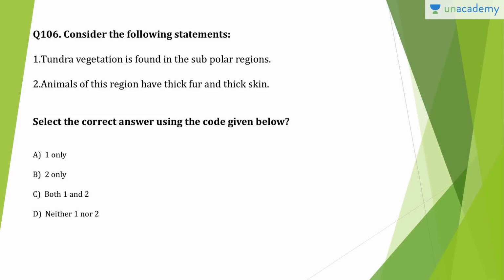Question number 106, consider the following statements. Tundra vegetation is found in the subpolar regions. So tundra vegetation is found in the polar region, not in the subpolar region. Okay. And the growth of the natural vegetation in tundra region is very limited. So that is definitely correct. And animals of this region have thick fur and thick skin. That is definitely correct. So answer here is B, that is 2 only.